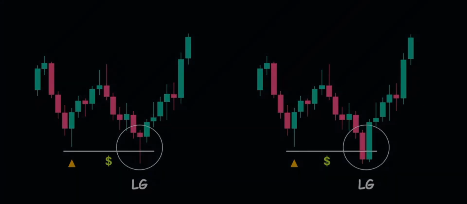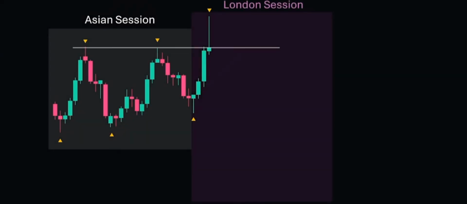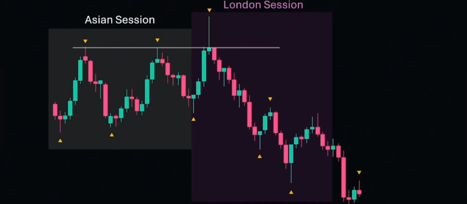For example, if price sweeps above Asian high during the London opening but then quickly closes back below the level, it shows buyers have been trapped. This gives traders a chance to look for short setups, expecting the price to reverse and move lower.